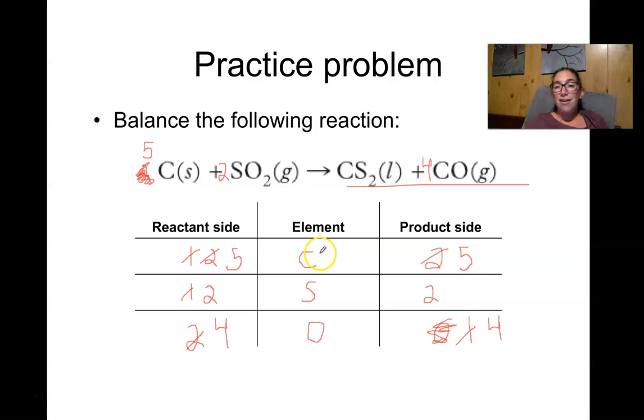If you had not started with carbon, if you had started with sulfur or oxygen, you probably would have gotten to the 5 without making the wrong guess first. But there's no wrong way really to do this. You can start with any element and just go back and forth until everything balances out. So we've got 5 carbons, 2 sulfurs, and 4 oxygens on both sides of the equation.